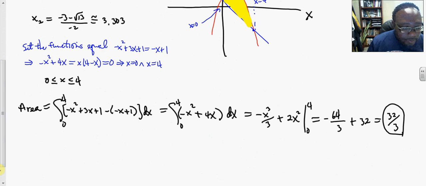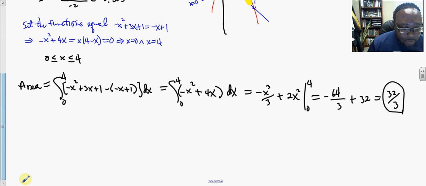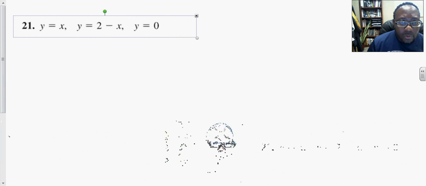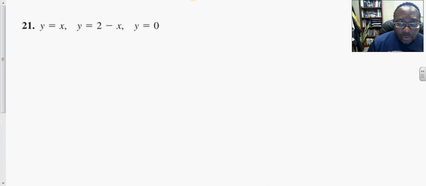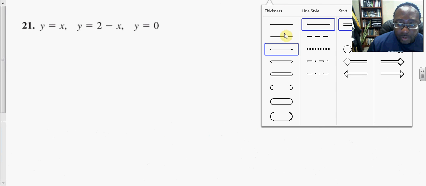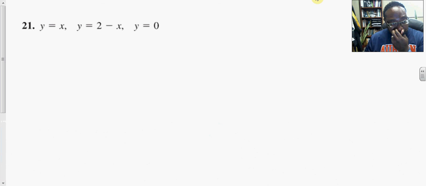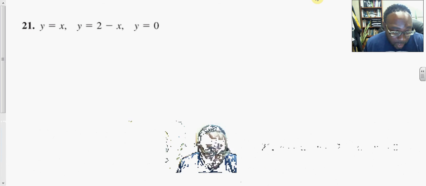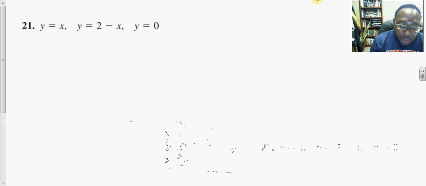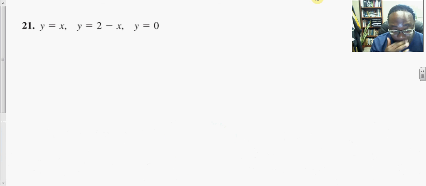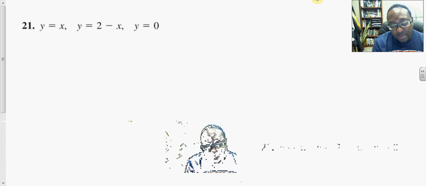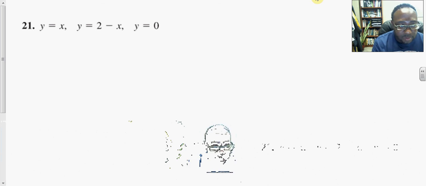Well, just one more. Y equal to x, y equal to 2 minus x, and then y equal to 0. I want to show you 2 ways of solving this. One with respect to x and then the other with respect to y. Then you can pick which one is the easiest. The one that's going to be easier is going to be the one with solving this with respect to y. But sometimes it might be kind of difficult to wrap your mind around that.